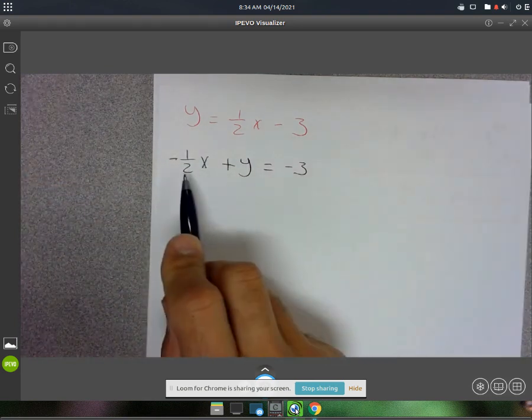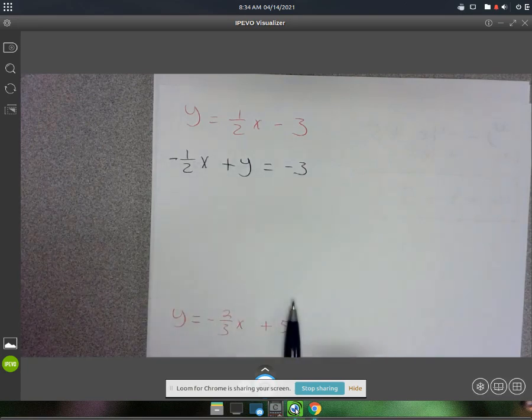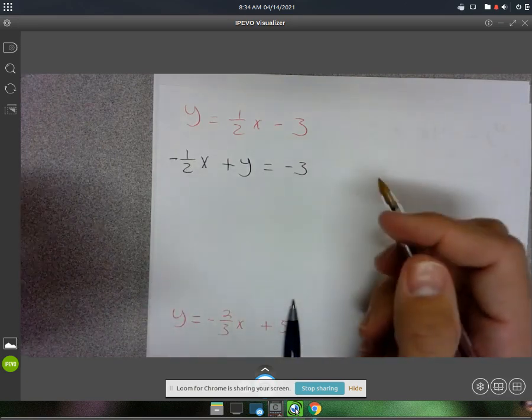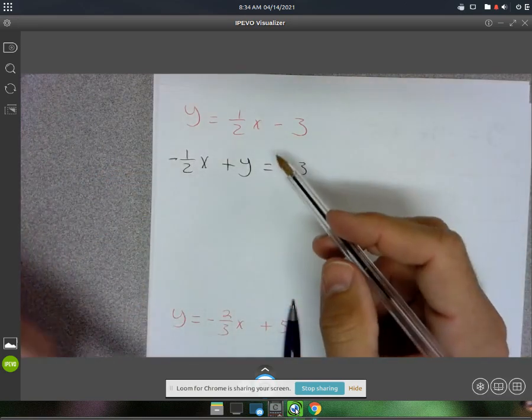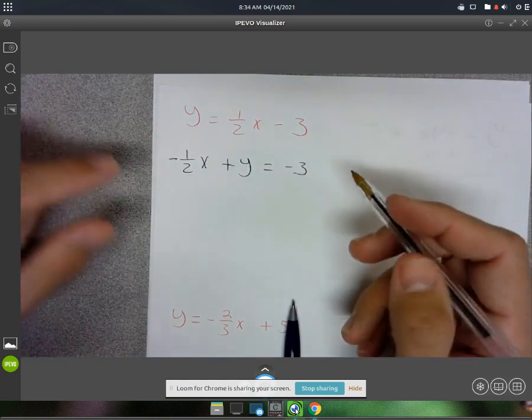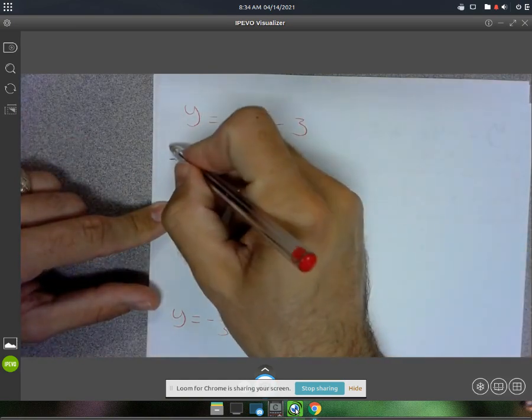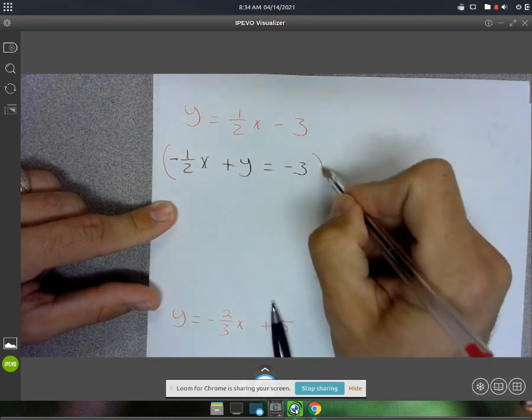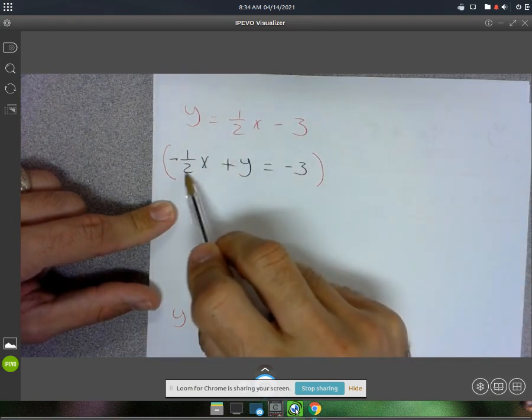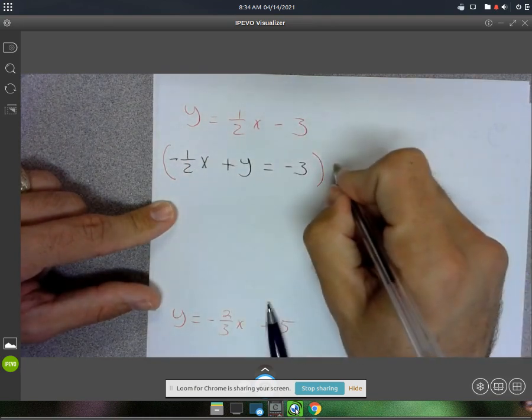So the problem here is that I've got a fraction and I can't stop here. You've got to make sure those are integers, whole numbers. So what I'm going to do is multiply the whole equation by whatever the denominator is here. So I'm going to multiply everything by 2.